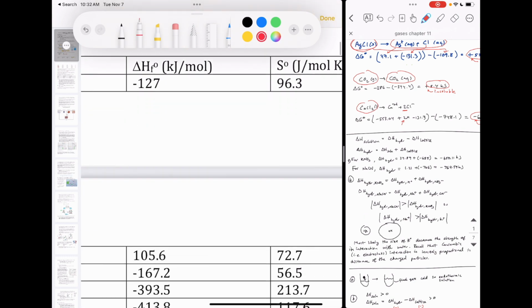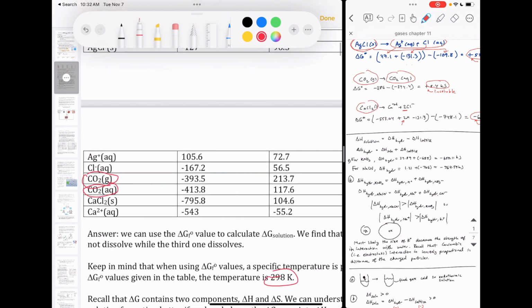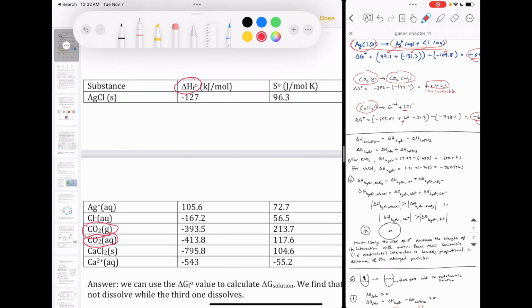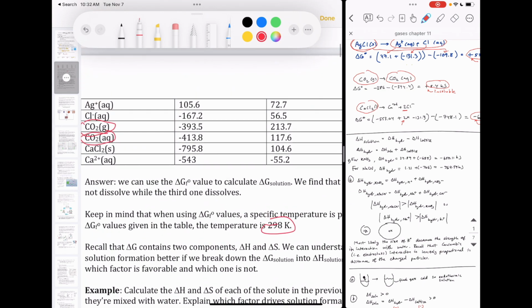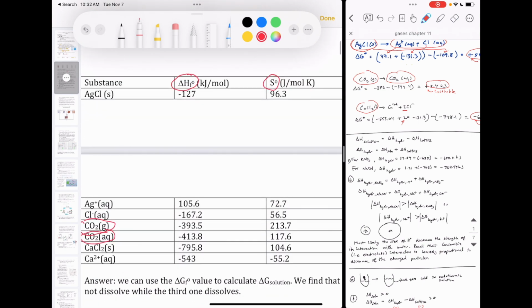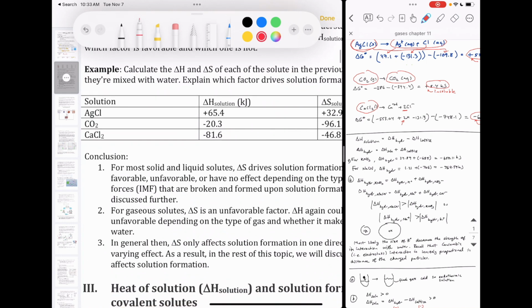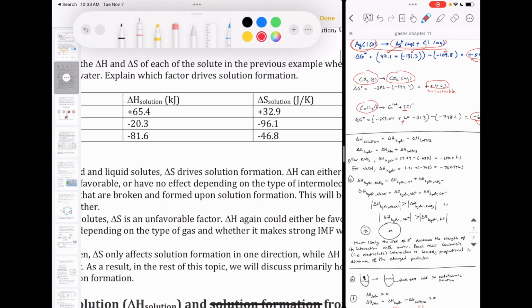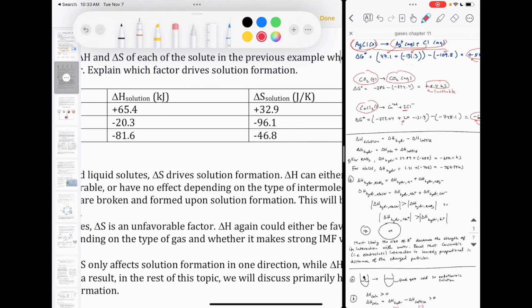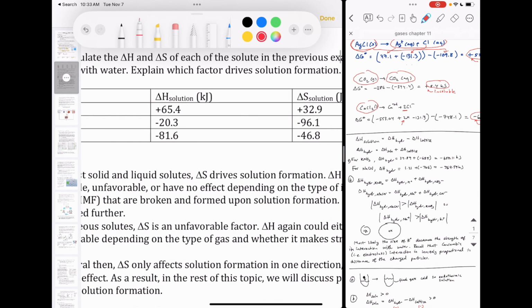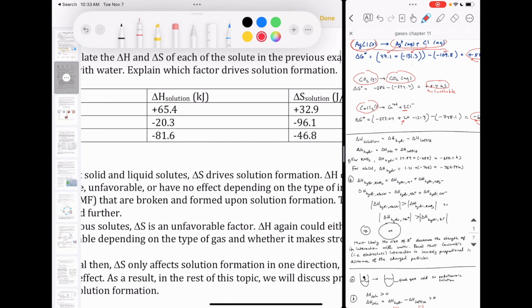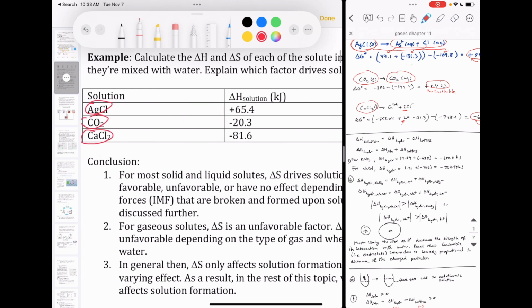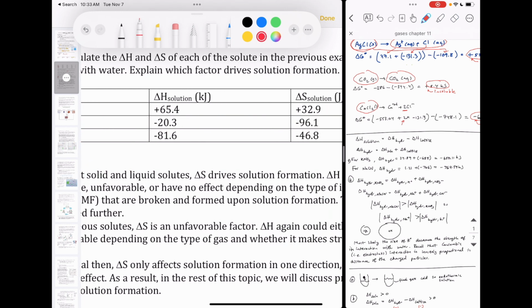Okay, so in order for me to do that, I already have the values of delta H of formation and the absolute entropy value here. I can just go ahead and calculate the delta H and delta S for each of those solutions, the three solutions that I showed you earlier, which is AgCl, CO2, and CaCl2. So if I actually break it down into the delta H of solution and delta S of solution, this is what I find. Again, I'm using the same exact formula, which is products minus reactants for each of those numbers. I find that for AgCl, the delta H of solution is very positive.